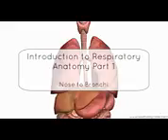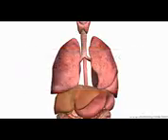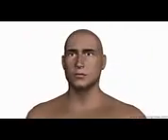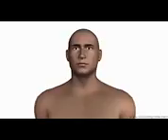Okay, so this tutorial is an introduction to respiratory anatomy. The purpose of the respiratory system is essentially to deliver oxygen to the cells of the body and to remove carbon dioxide. So we'll just start from the outside and work our way in. We'll start at the nose and mouth and work our way in towards the lungs, and we'll talk you through some of the structures which make up the respiratory system.